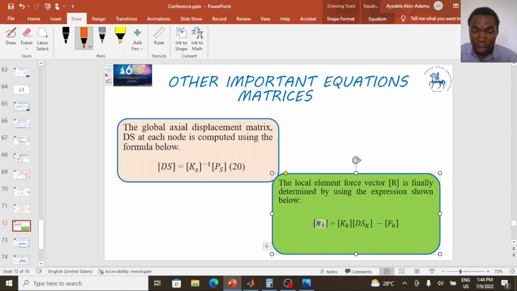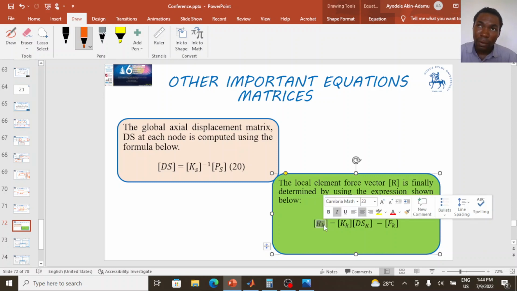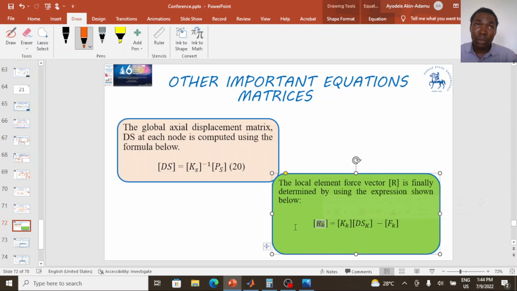The reaction component for each finite element is a 4x1 matrix. The first two components are the reaction force at the start node. The last two are the reaction force at the end node. I'm going to explain all this in my next video.